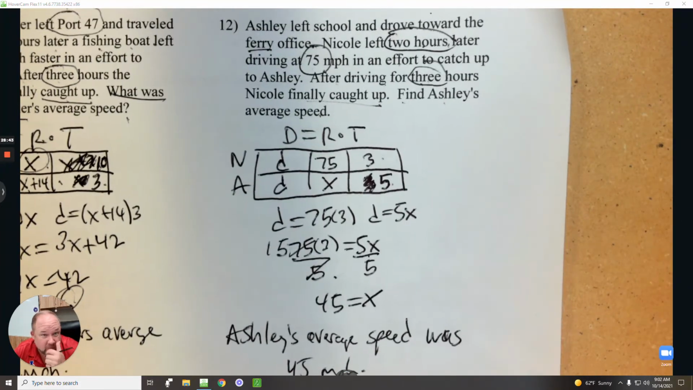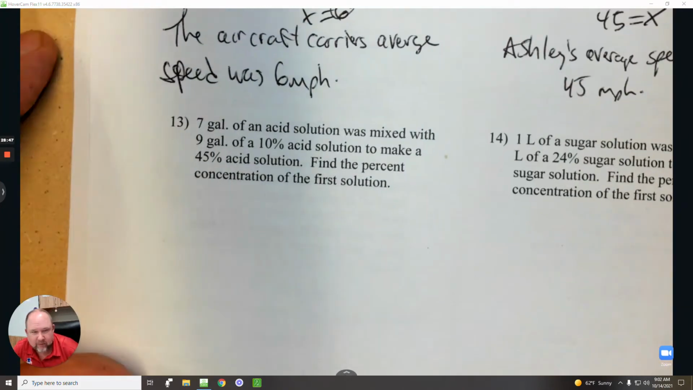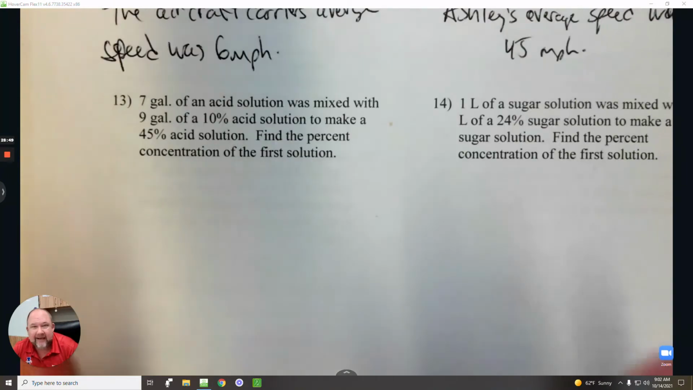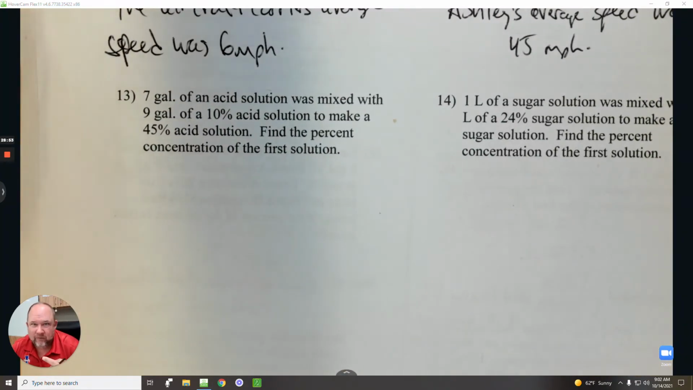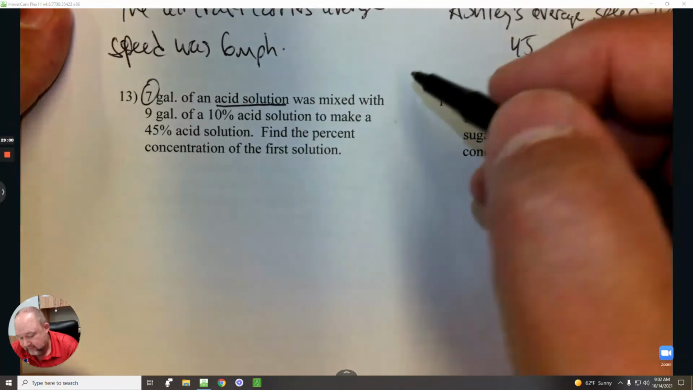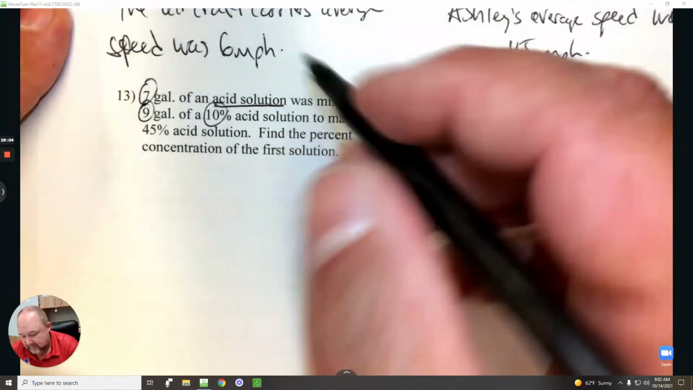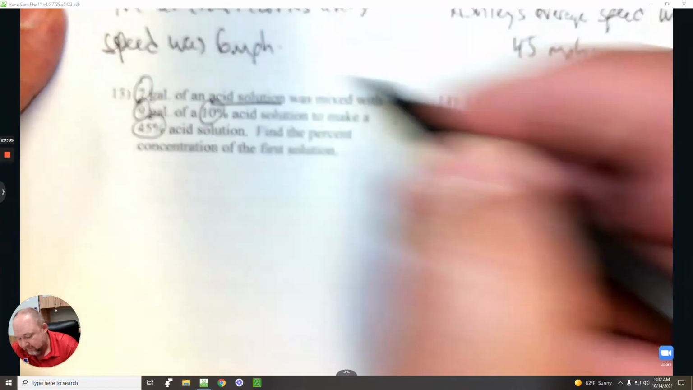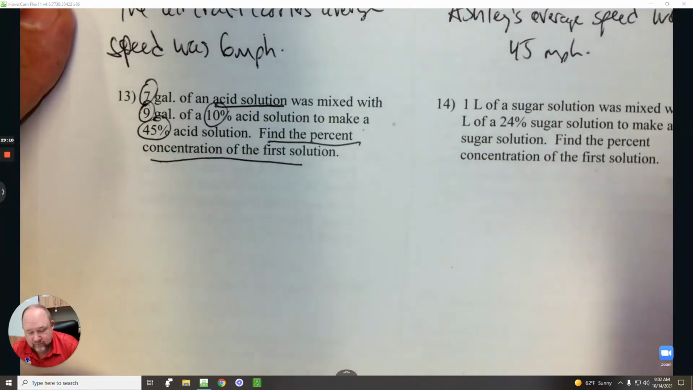All right, so those are questions to deal with distance, rate, and time. Now the last type of questions have to do with mixtures. Again, identify it's a mixture, knowing the structure and how to organize the information, and then solving the equation. All right, 7 gallons of an acid solution was mixed with 9 gallons of a 10% acid solution to make a 45% acid solution. Find the percent concentration of the first solution.